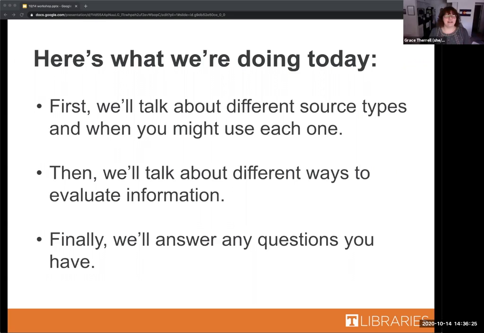Here's what we're going to be doing during the next 25-ish minutes. First, I'm going to talk to you about different source types and when you might use each one. So when you're looking at a source and you're trying to decide what you want to cite for your paper, we're going to talk about the different types of sources that you might encounter and when you might want to use those. Then Brittany is going to talk about the different ways for you to evaluate information. So once you've got a source in front of you, what does that look like? Credibility, reliability, how do you know that you want to cite this specific source? That's what Brittany's going to talk about in the second half. And then again, we'll have that question and answer period at the end.